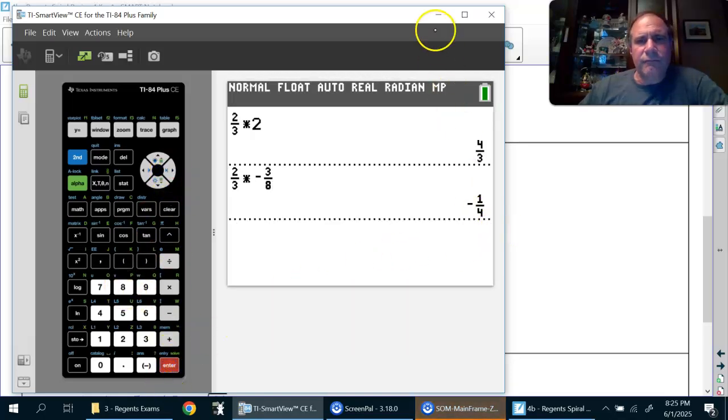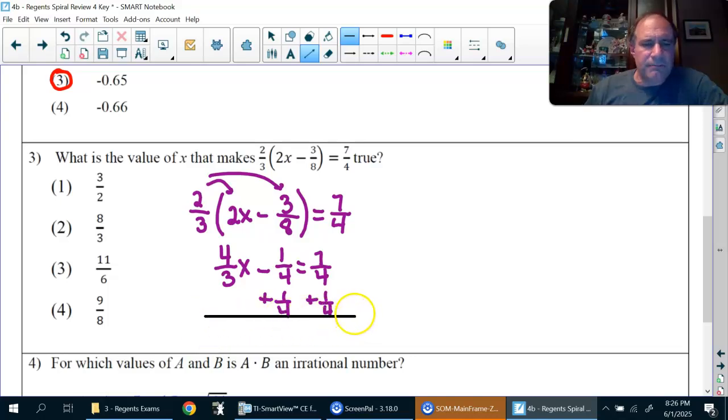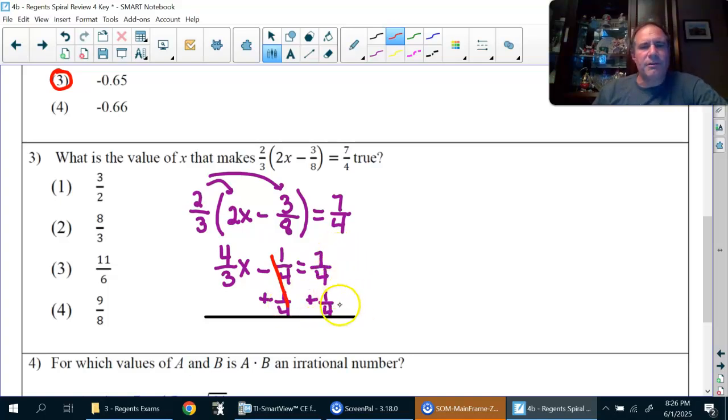And we get negative 1/4. Now I'm going to add 1/4 to both sides. You could put this in the calculator, but if you add 1/4 to both sides, this becomes 7 over 4 plus 1 over 4. That's 8 over 4. So I'm going to go 4 over 3 x equals 8 over 4, which is 2. 8 divided by 4, 2.